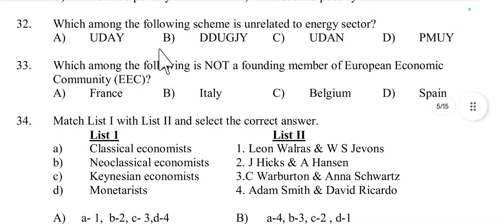Then question number 33. Which among the following is not a founding member of the European Economic Community (EEC)? France is a founding nation. Italy also a founding nation. Belgium also a founding nation. Then Spain. Spain is not a founding nation. So here Spain is right.